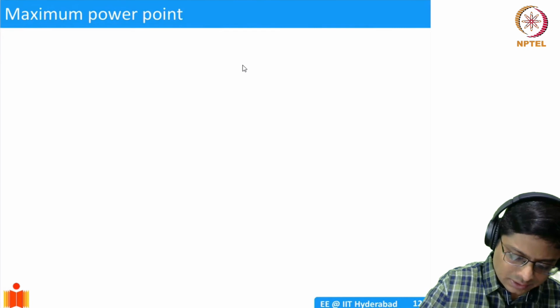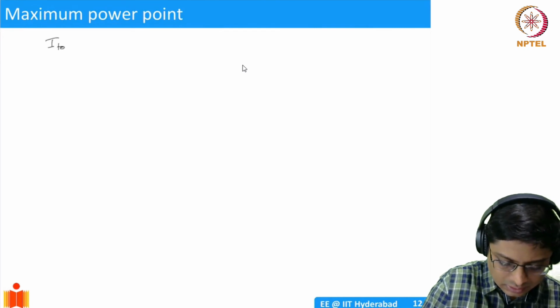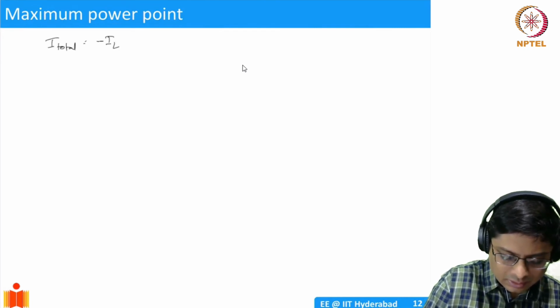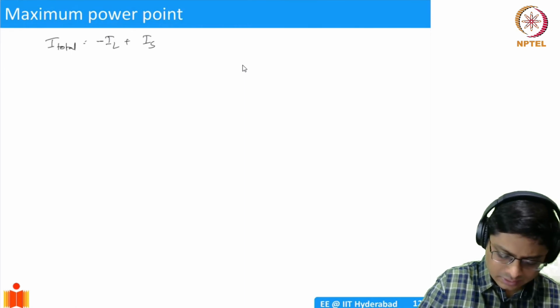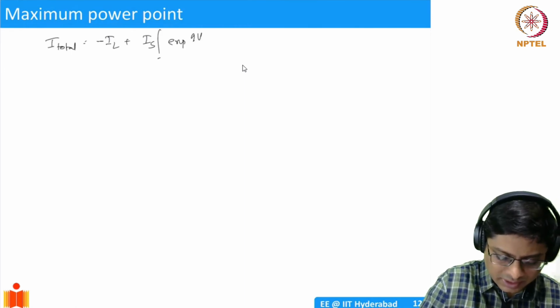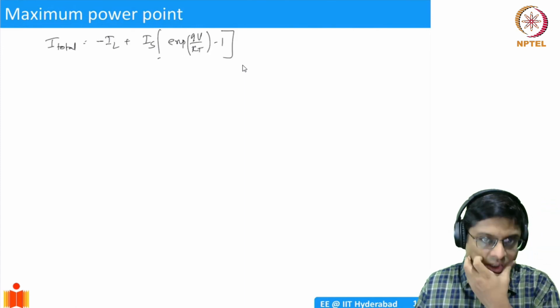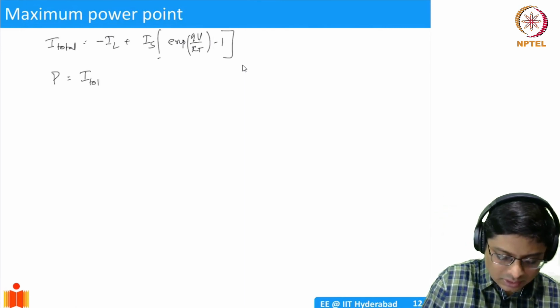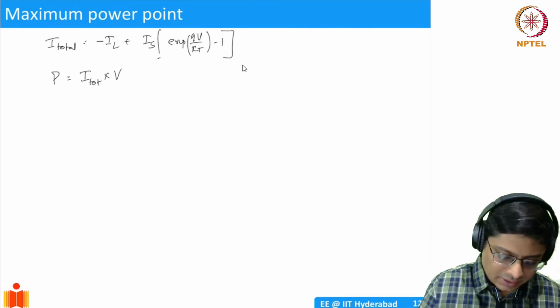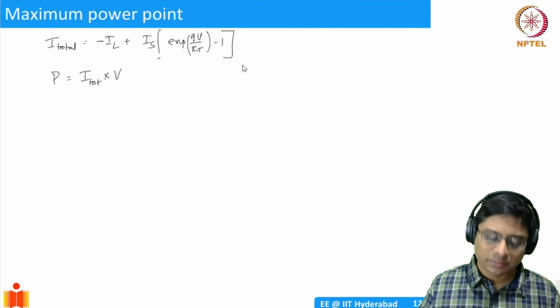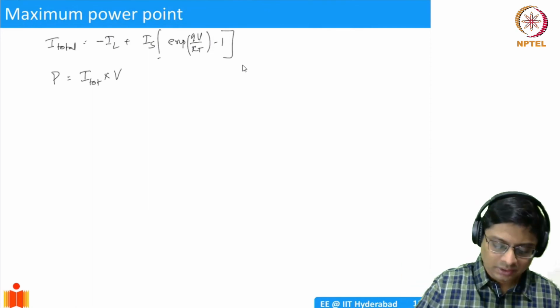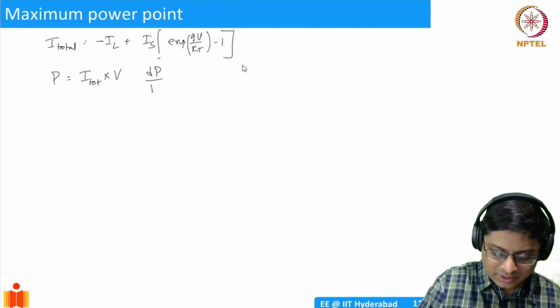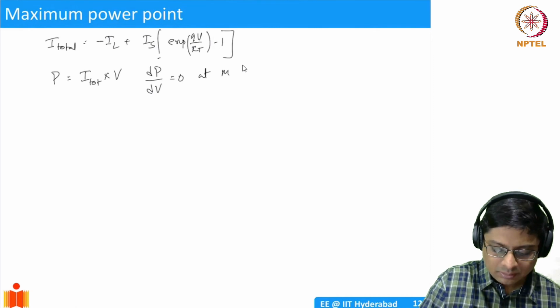We've already seen the total current. I total is going to be minus IL plus IS times exponential QV by KT minus 1. Right. This is the total current. And power is basically going to be P equal to I total times the voltage. So I can write that, and then I can take a derivative of it with respect to voltage to find out where the maximum power point is. Okay. dP by dV is going to be 0 at the maximum power point.